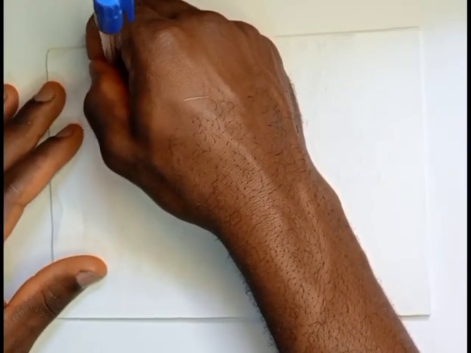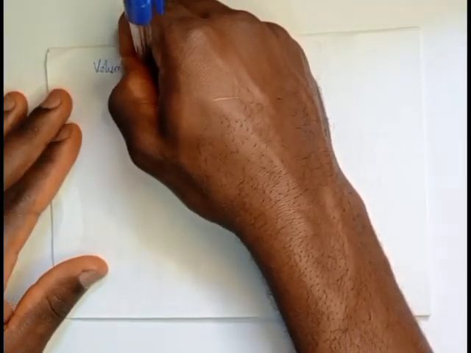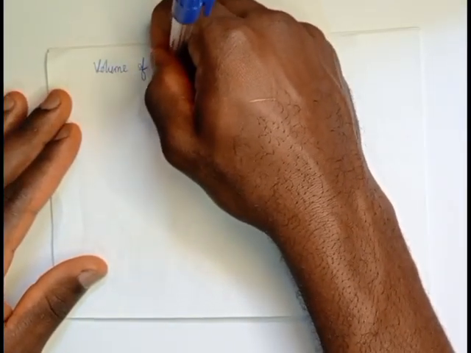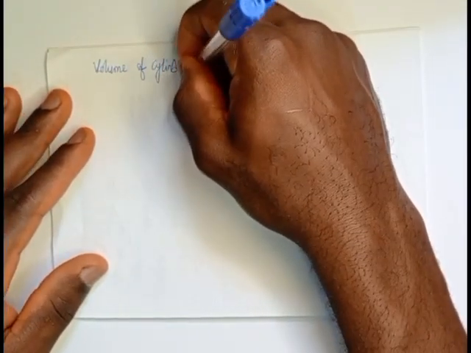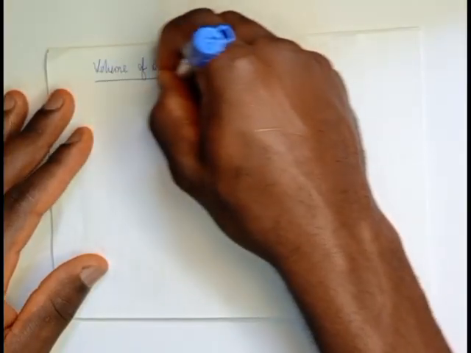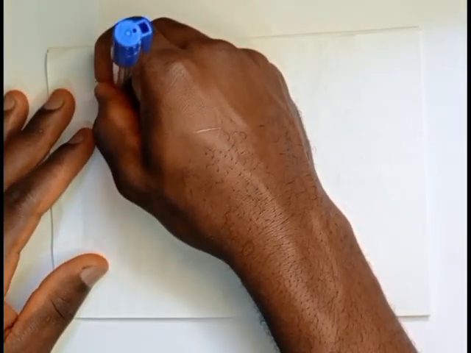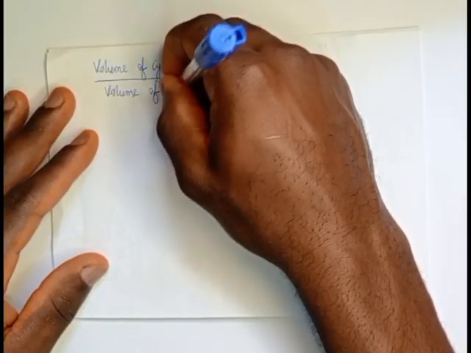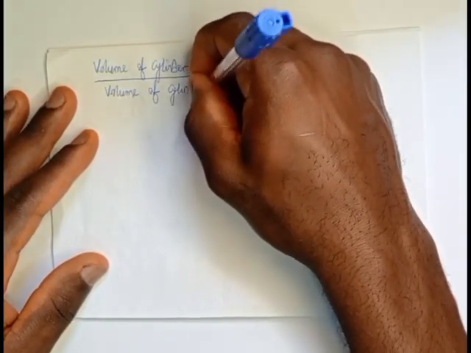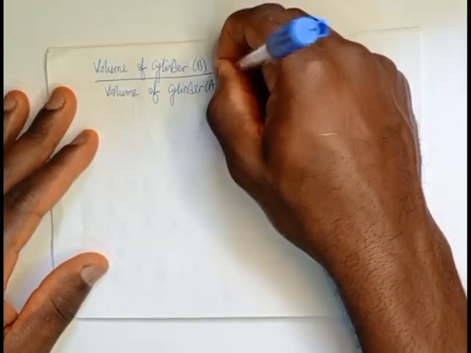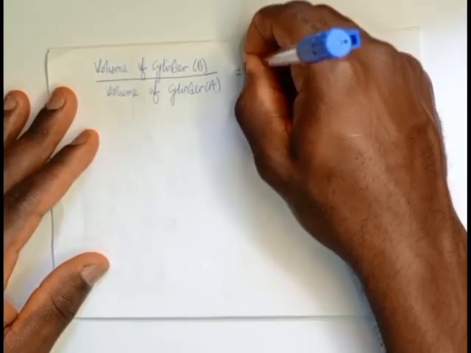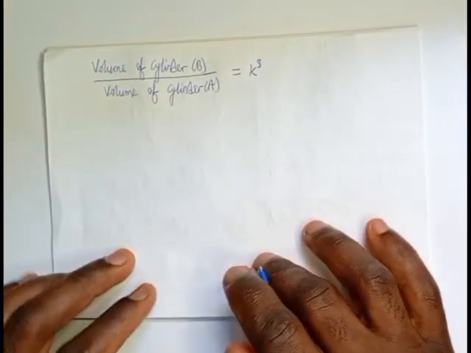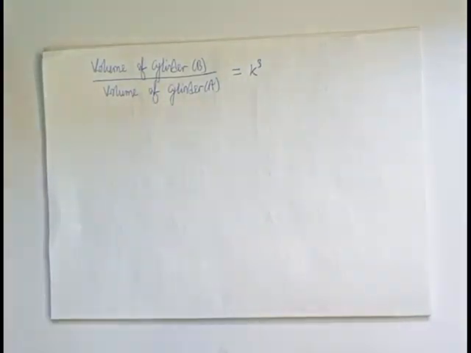volume of cylinder B all over the volume of cylinder A, this will simply be equal to k cube. We are going to make use of this in order to be able to answer the given question.